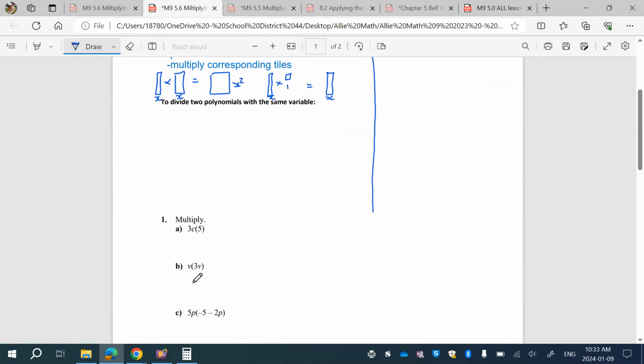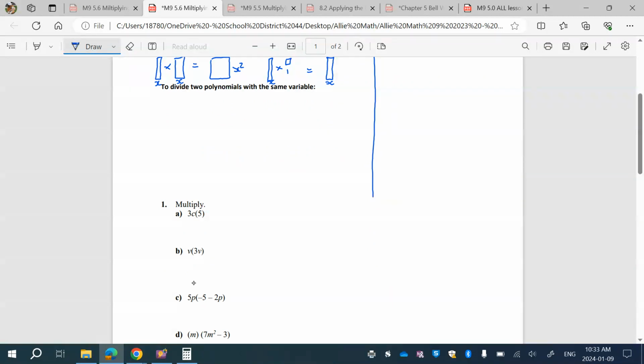So let's make a table like this. And on the top, let's put this one right here. So 3 v's. Remember, it could be x's, could be v's, doesn't matter. We draw them as the same shape if it's a single variable. And then let's draw the monomial on the side, that single v right there. So that's there. Those are there.